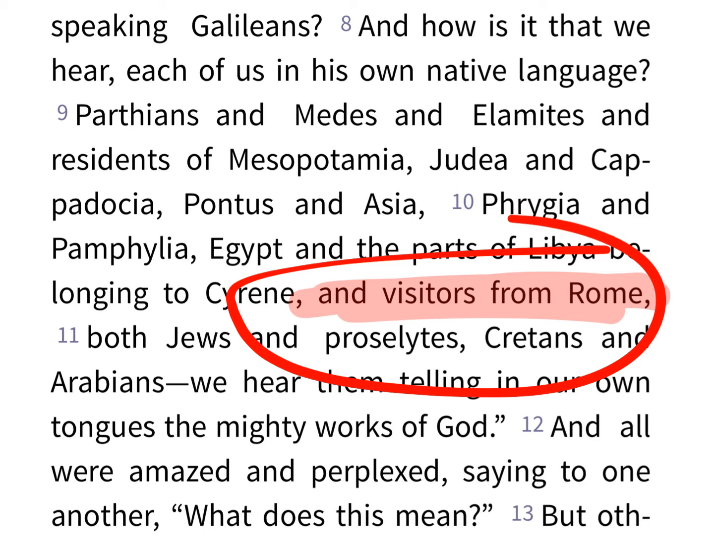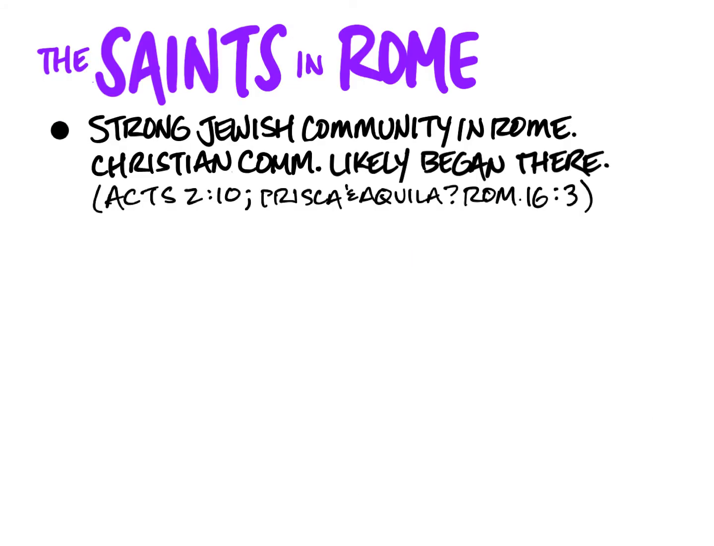And so that is likely how the church began, the church in Rome.